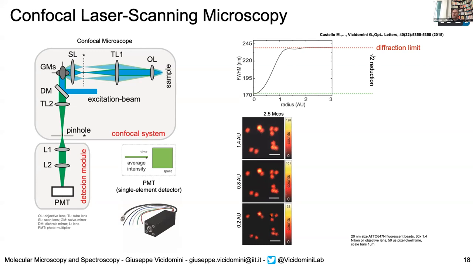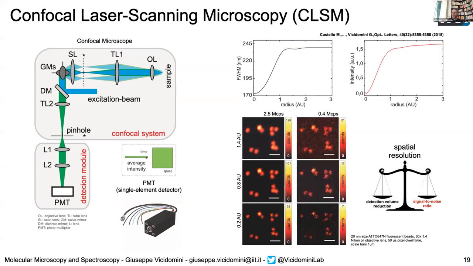But the reason why confocal microscopy has not been considered a true super resolution system is that, unfortunately, when you close the pinhole, you also lose signal-to-noise ratio. As you can see from this graph, here is the intensity as a function of the pinhole size. Obviously, when the pinhole becomes infinitely small, you don't have any more signal. You do not collect any more light.